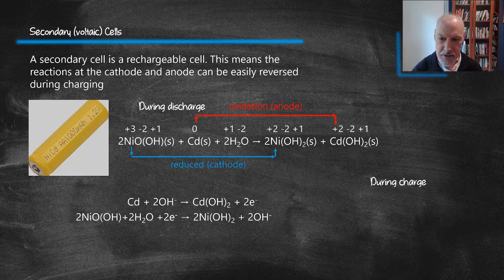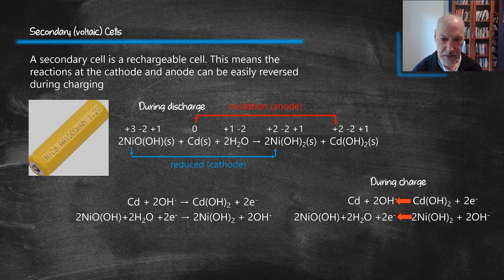During the act of charging, we reverse the direction of electron flow. So here's what would be happening. First of all, at our anode, we would be reversing the flow of electrons, moving it in the opposite direction. And similarly, at the nickel. So these are the reactions that would occur during the charging cycle. The electron flow is essentially in the opposite direction.